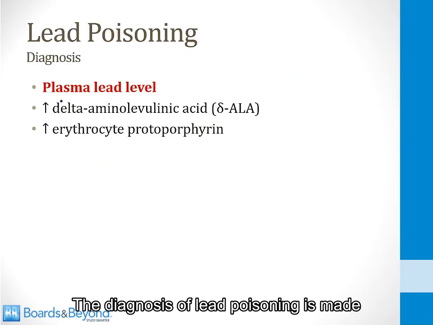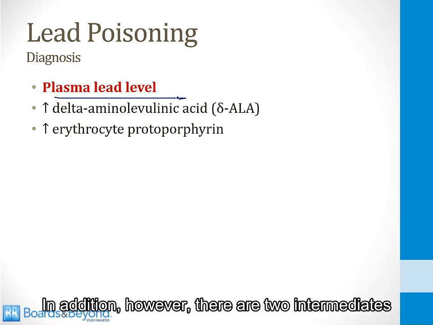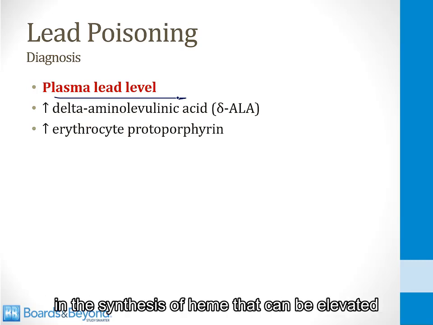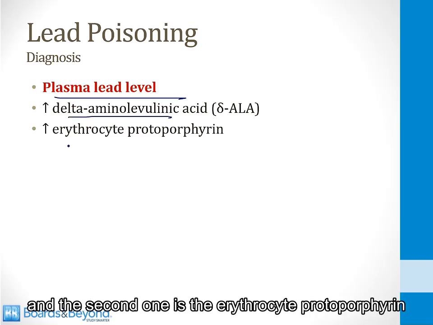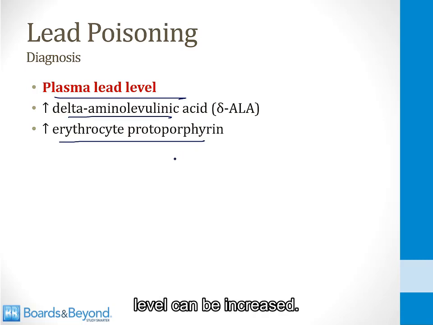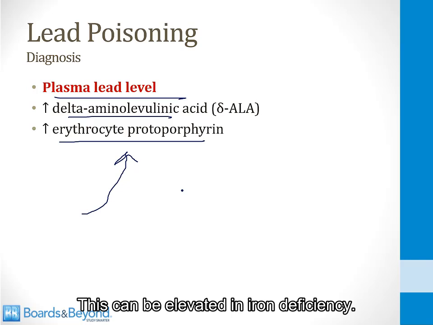The diagnosis of lead poisoning is made by measuring the plasma lead level, which will be elevated. In addition, however, there are two intermediates in the synthesis of heme that can be elevated, and you should know these for step 1. The first one is the level of ALA can be increased, and the second one is the erythrocyte protoporphyrin level can be increased. And we talked about measuring this earlier. This can be elevated in iron deficiency.